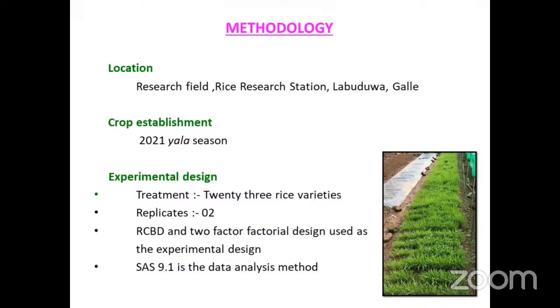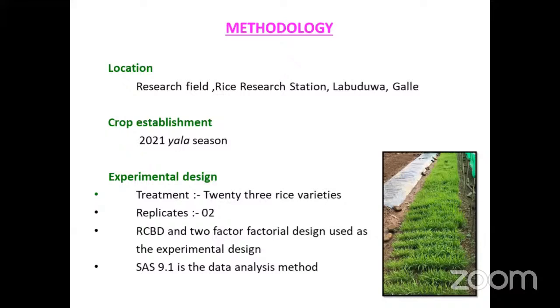Methodology. This research was conducted at the Research Field, Rice Research Station Labuduwa, Galle, Sri Lanka. Crop establishment was in 2021 yala season. There were 23 rice varieties as the treatments and 2 replicates. RCBD and a 2-factor factorial design were used as the experimental design. SAS 9.1 was used for data analysis. These 23 rice varieties were grown in 2 planting dates. These planting dates were calculated according to the flowering period and the period of maximum rainfall received in yala season.